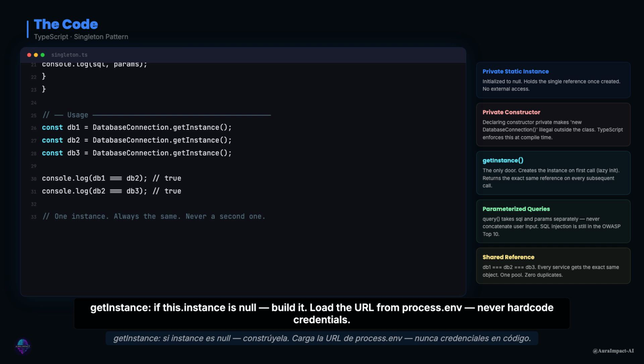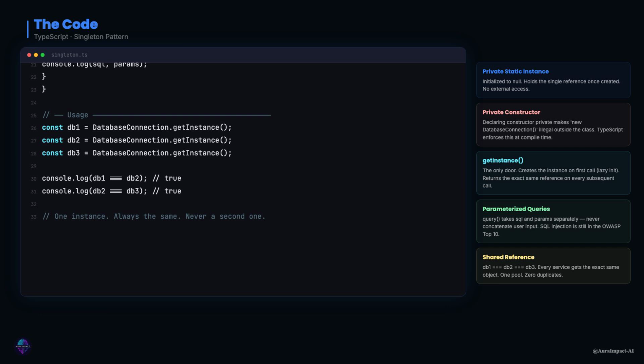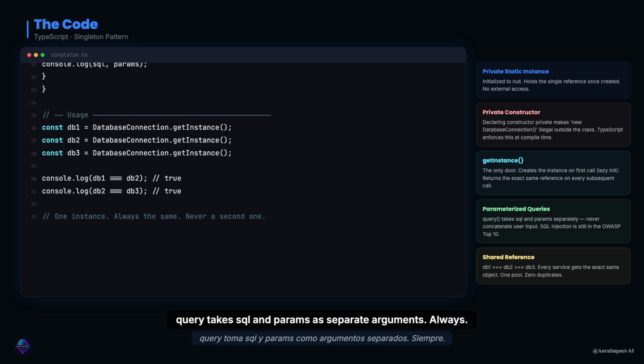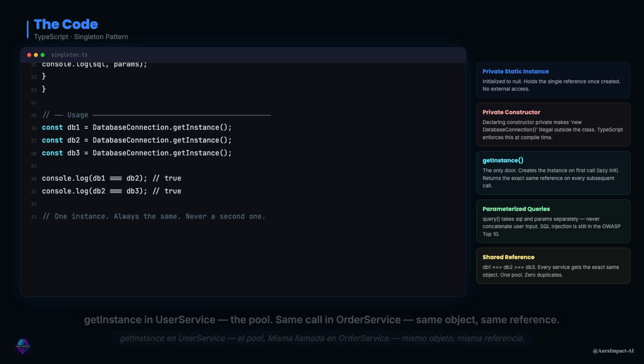Load the URL from process.env, never hardcode credentials. Log the connection, only once, because this block only runs once. Assign, return. Query takes SQL and params as separate arguments, always. Concatenating user input into SQL is how injection attacks happen, still in OWASP top 10 today.